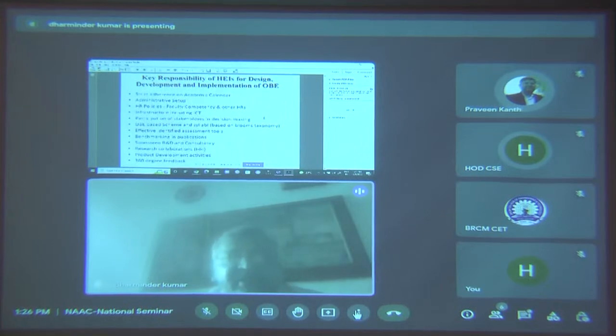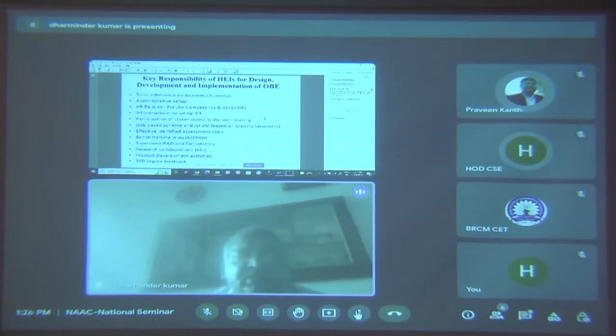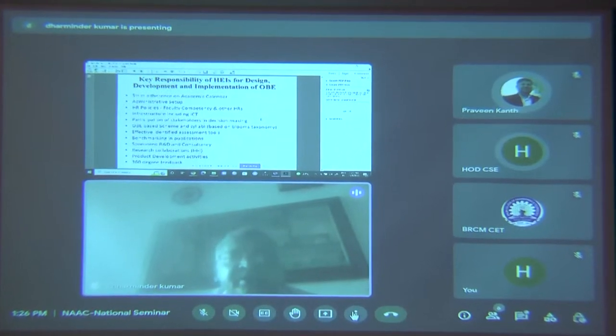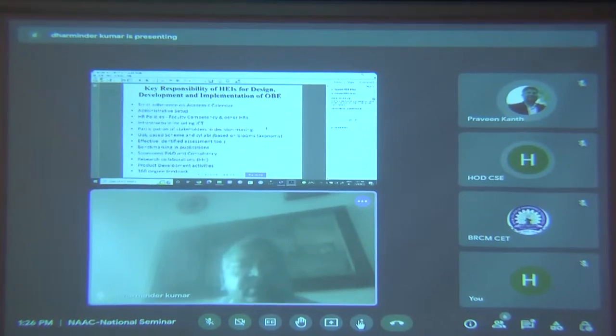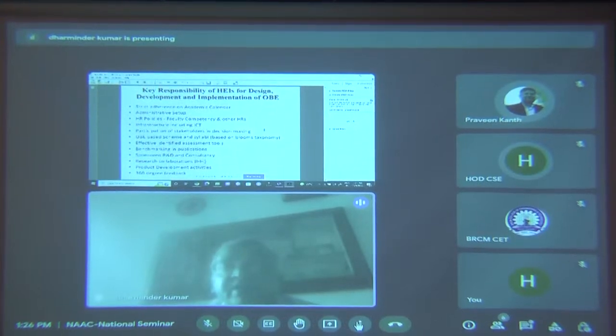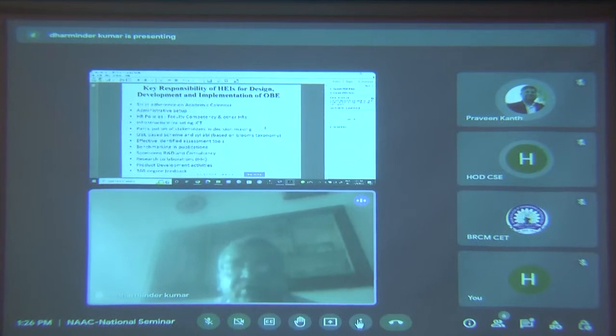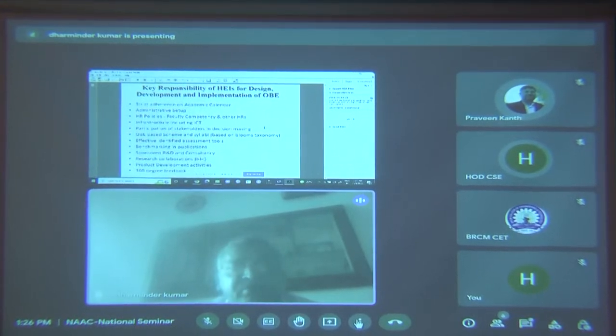So normally, if I summarize, these are the key responsibilities of HEIs for design, development and implementation of OBE. Strict adherence to the academic calendar. Administrative setup should be very effective. HR policies for faculty competence and other HR. HR means human resource. Infrastructure including ICT. Means this should be very strong at campus.